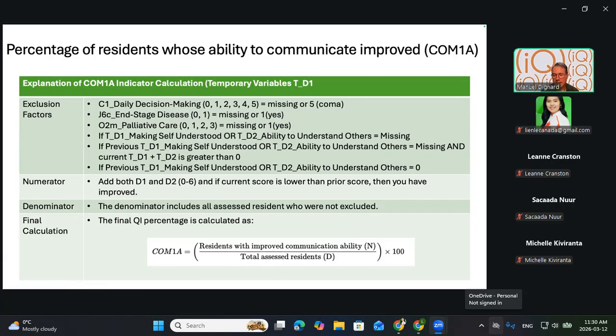So we use this when we're planning care interventions, like speech therapy, cognitive stimulation, and even staff training on communication strategies. It's a great flag for both resident recovery potential and responsiveness of our care plans.